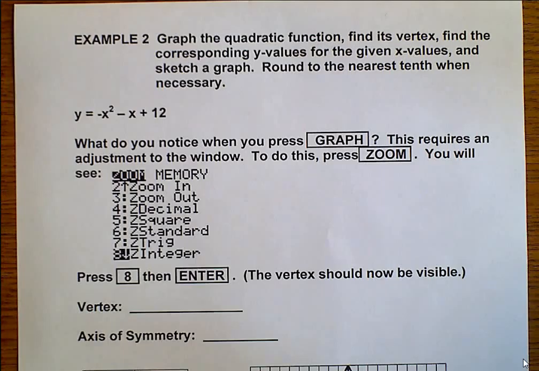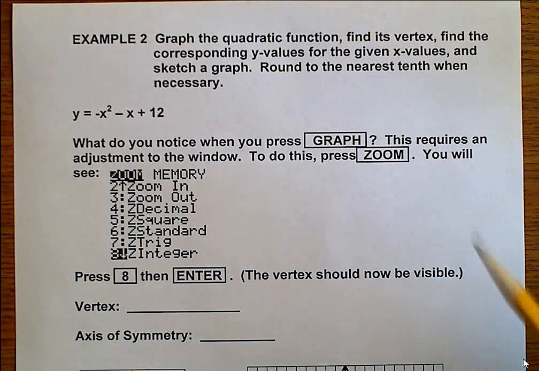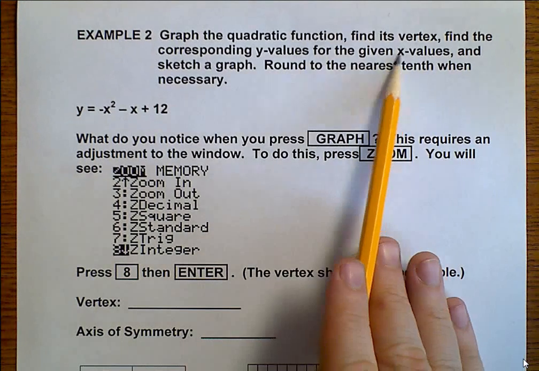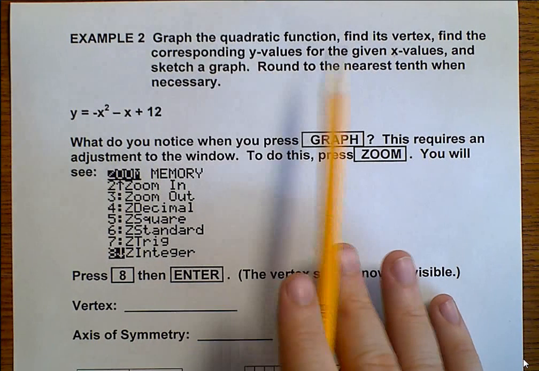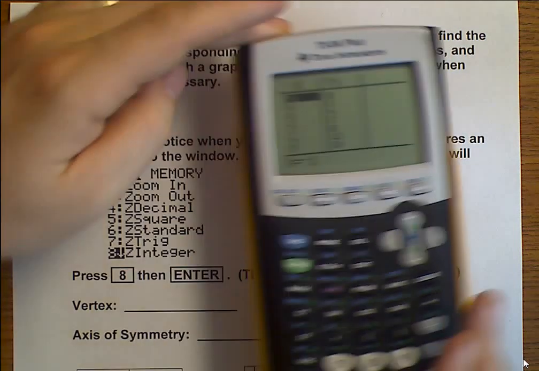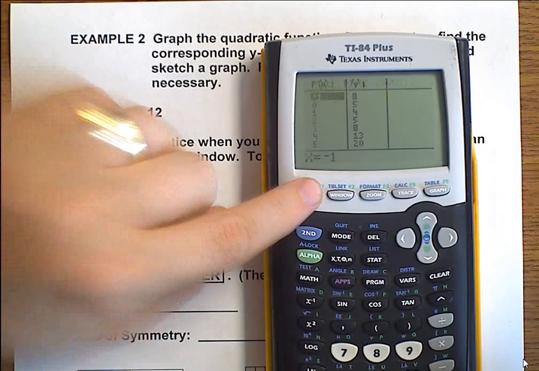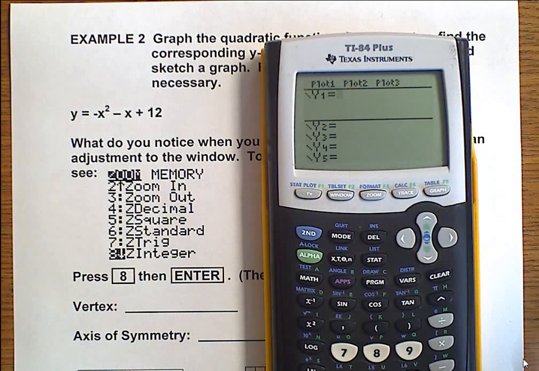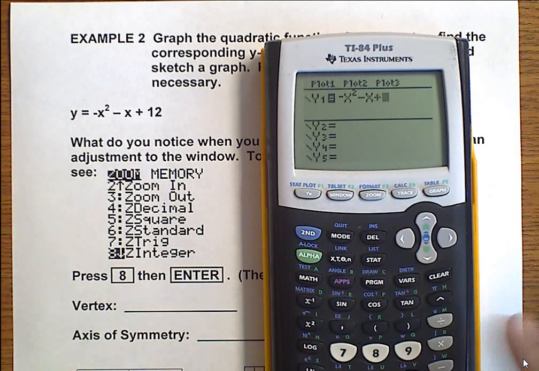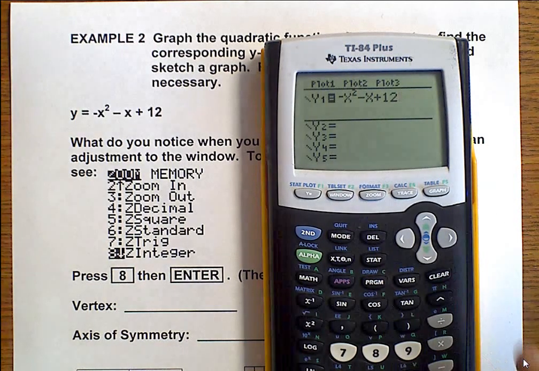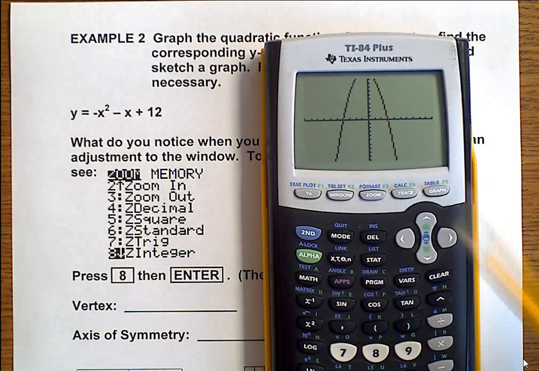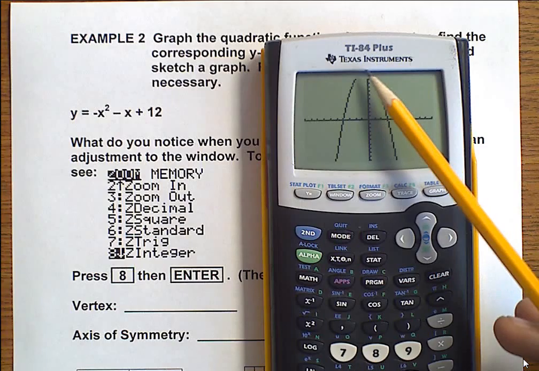Now for example number 2, we want to graph this quadratic function, find its vertex, y values for x values, and sketch a graph. We want to round to the nearest tenth as necessary. So first, we're going to come back to y equals, clear this one out, put the new one in, negative x squared minus x plus 12. Now we go to graph, and notice that your vertex is not on the graph. It's outside of it.